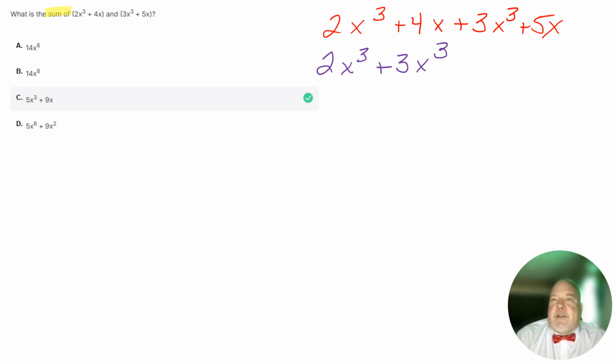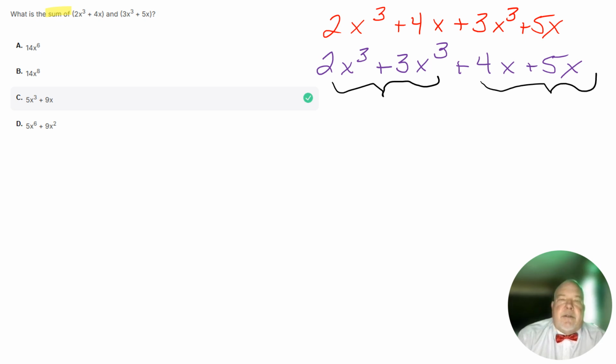Likewise, these other two terms have the same variable. They both have an exponent of 1 that's not written. So they have the same exponent, same letter. I can combine those together. So I put those next to each other. And now I'm just going to combine these together. So these are like terms. I can combine those. These are like terms. I can combine those.